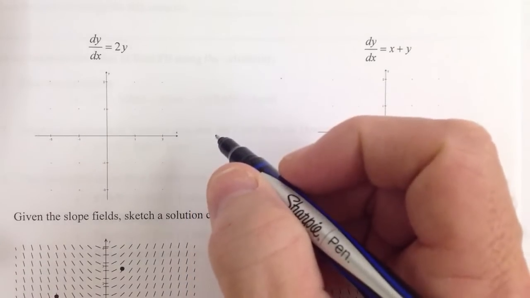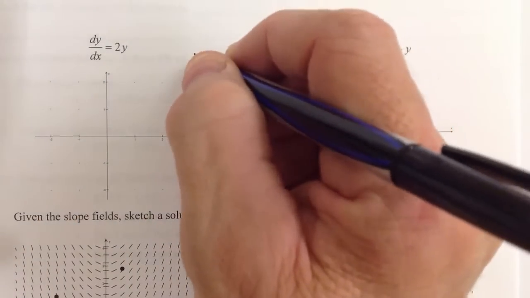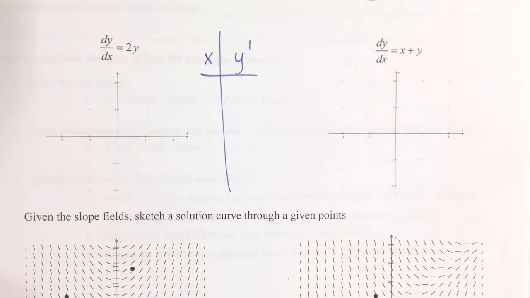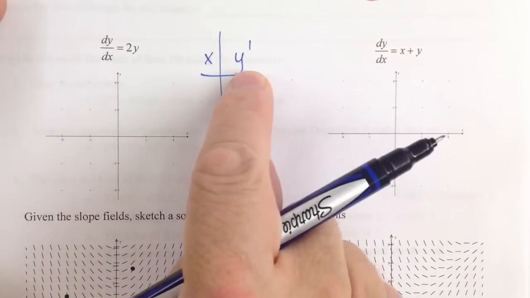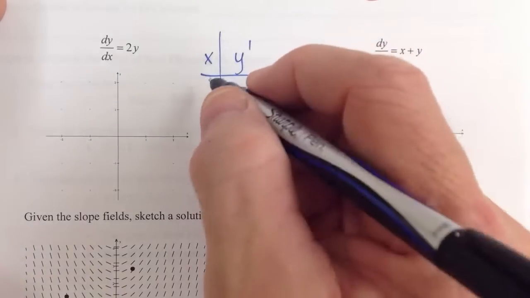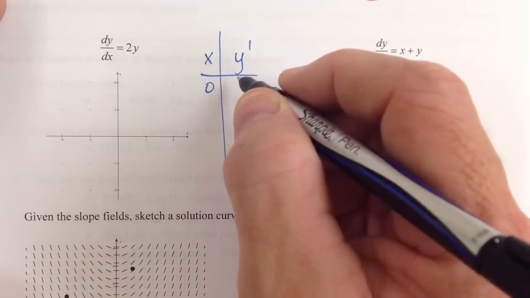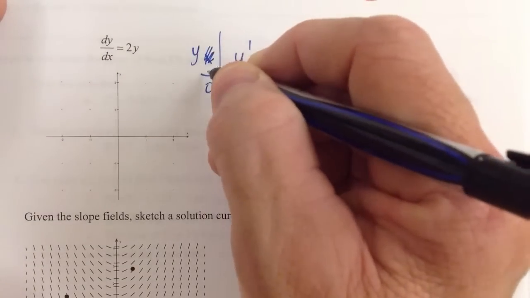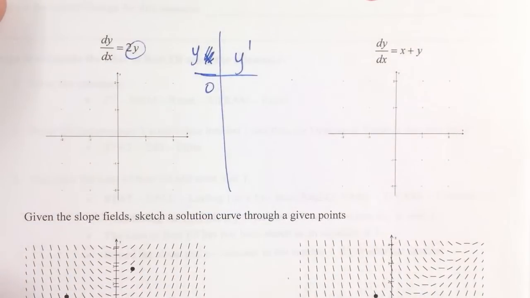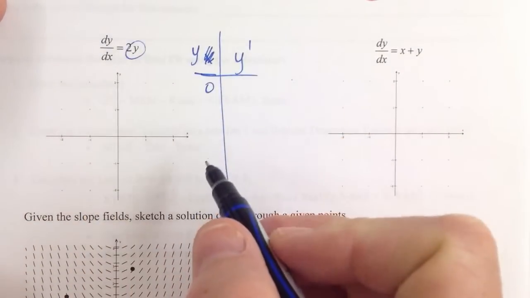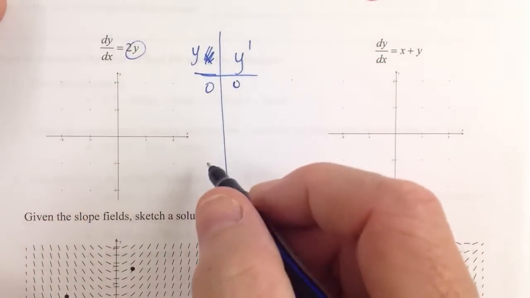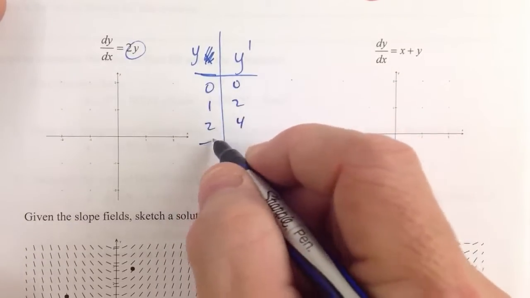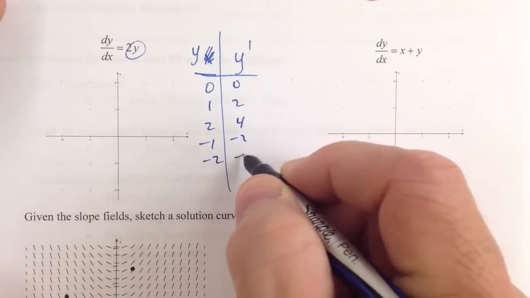So we'll go a little bit quicker here. I won't show every single dot, but I want to show you how to find the different slopes. The bottom line is just make an x, y prime chart. Oh, look, it doesn't depend on x, does it? So we need to make a y prime chart, because y prime depends only on y. When y is 0, y prime is 0. When y is 1, y prime is 2, y is 2, y prime is 4, -1, -2, -2, -4.